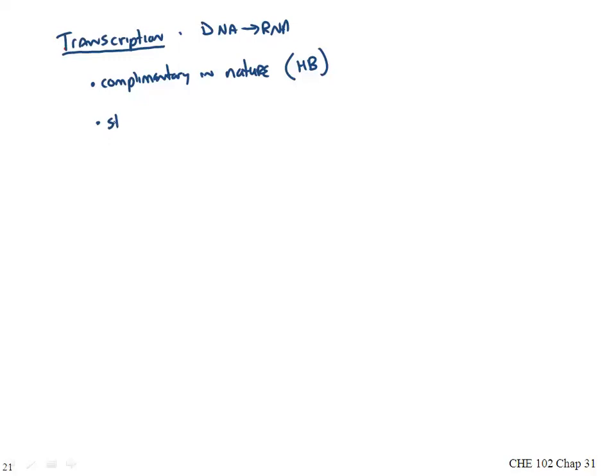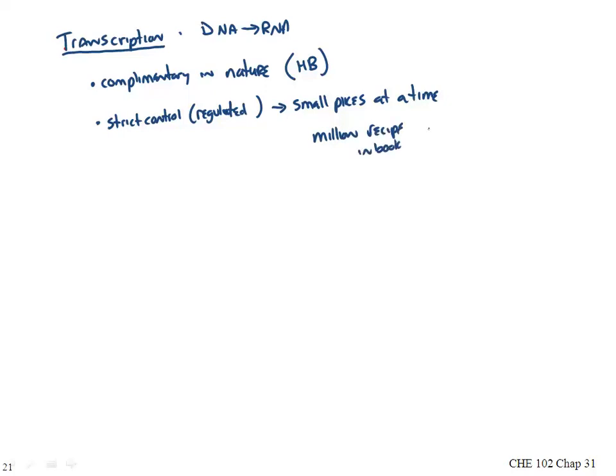It's under strict control, meaning it's regulated by enzymes. And it only occurs small pieces at a time. That's that idea that you might have a million recipes in your book, but we only have one recipe at a time that we go and cook up or look through.